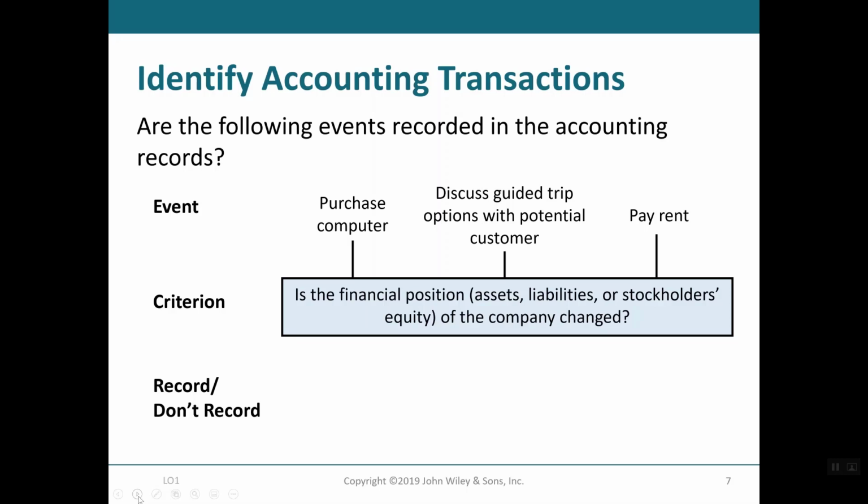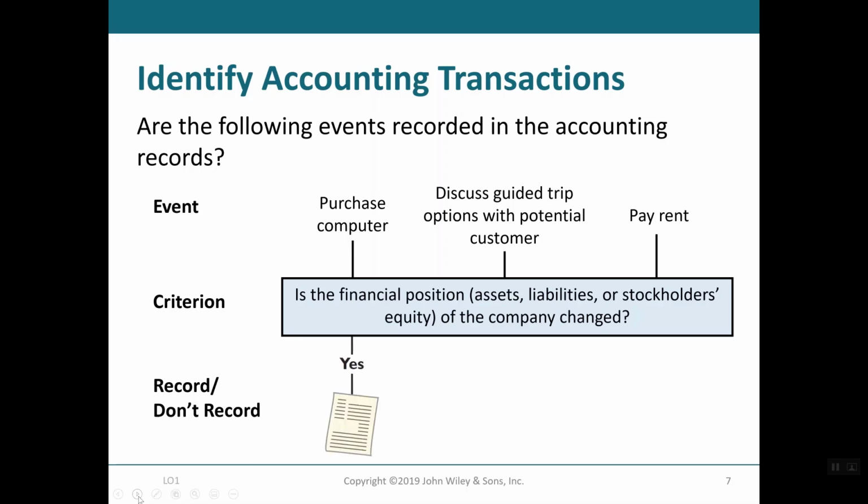Identifying accounting transactions. Are the following events recorded in the accounting records? We have our events: purchase the computer, discuss a guided trip option with a potential customer, and pay rent. The criterion is the financial position: do the assets, liabilities, or stockholders' equity of the company change? For example, with purchasing the computer, is the financial position of the business changed? Do we record or don't we record?